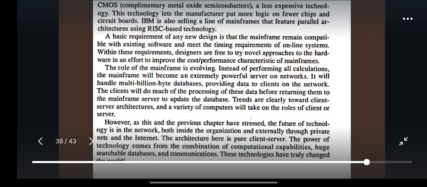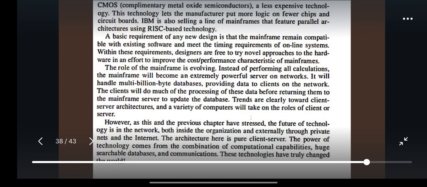Instead of performing all calculations, the mainframe will become an extremely powerful server on networks. It will handle multi-billion byte databases, providing data to clients on the network. The client will do much of the processing of these data before returning them to the mainframe server to update the database. Trends are clearly towards client-server architectures, and a variety of computers will take on the role of client or server. However, as this and the previous chapter have stressed, the future of technology is in the network, both inside the organization and externally through private internet.